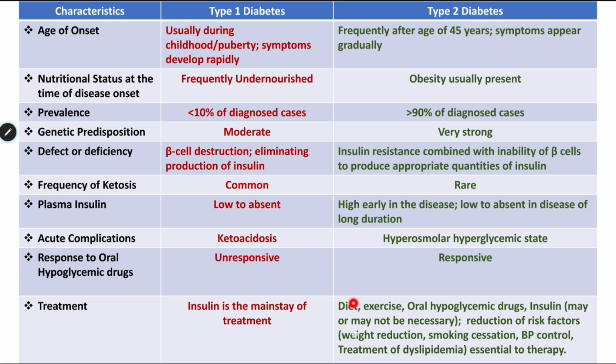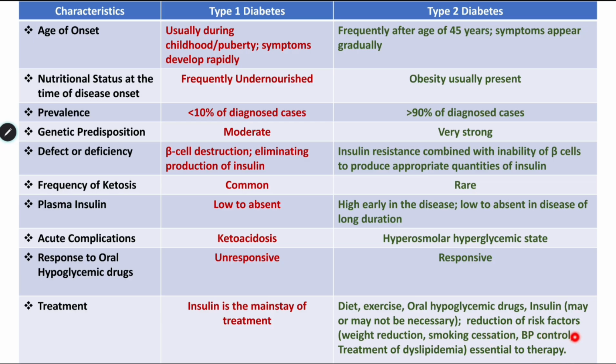But a large part of the treatment is lifestyle changes: diet, exercise, reduction of risk factors, weight reduction, and cessation of smoking. Why? Because smoking will increase your cortisol levels and that can lead to hyperglycemia. That is why for glucose tolerance tests, you're not supposed to smoke one day prior, because if you smoke quite a lot, you may end up showing impaired glucose tolerance or impaired fasting glucose because of the increase in cortisol.